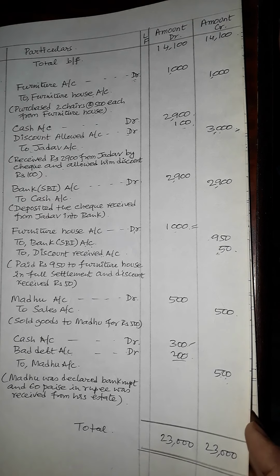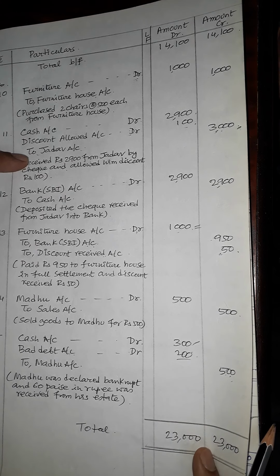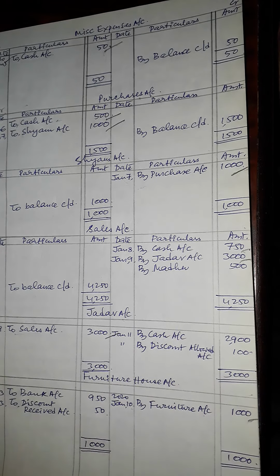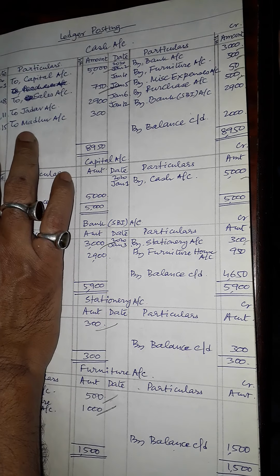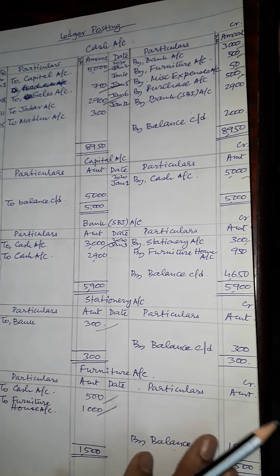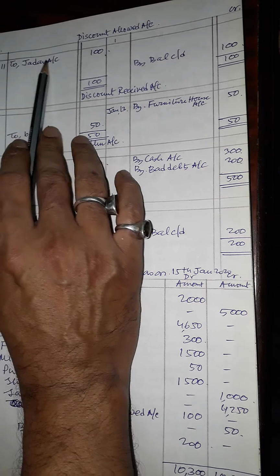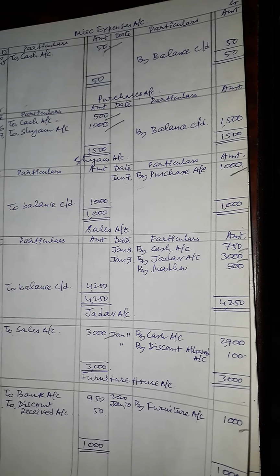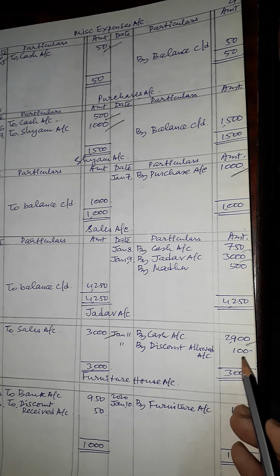Next entry is cash account debit, discount allowed account debit to Jadav account. In cash account, we will write this transaction as cash account debit to Jadav account 2900. Discount allowed account debit to Jadav account 100. And in Jadav account, by cash account 2900 and by discount allowed account 100.